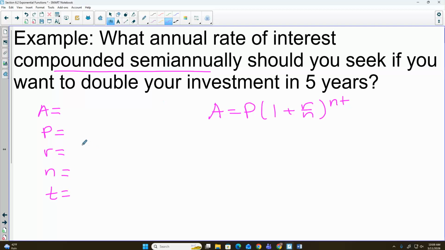What rate of interest? So I'm looking for my R. Compounded semi-annually. What does that tell me? 2. For which variable? N. Should you seek if you want to double your investment in 5 years? So T is 5. Okay. I did not give you very much information. Did I tell you how much you're starting with? No. Okay. Let's pick a number. How much money do you want to start with? $1,000. Okay. If that's my P.